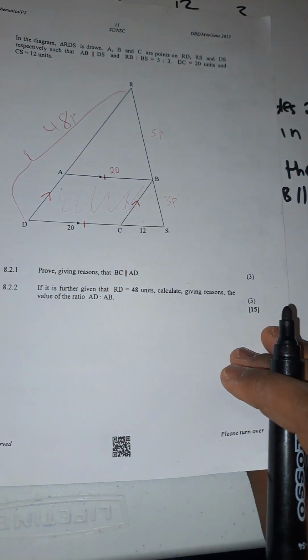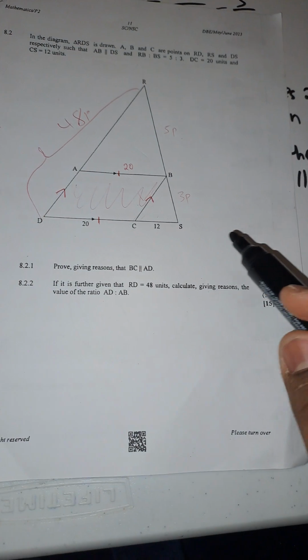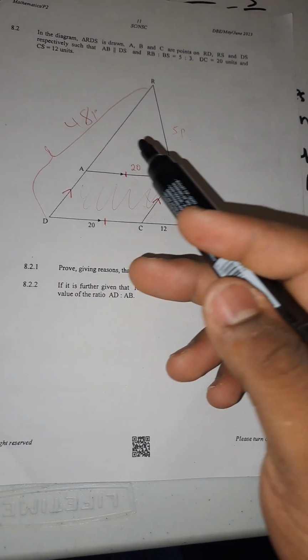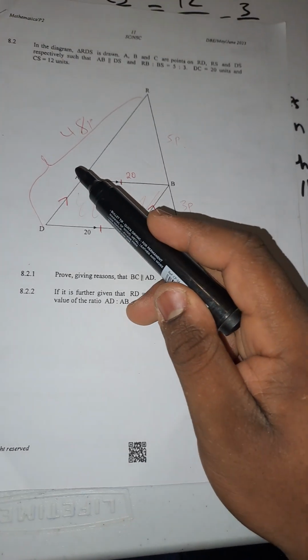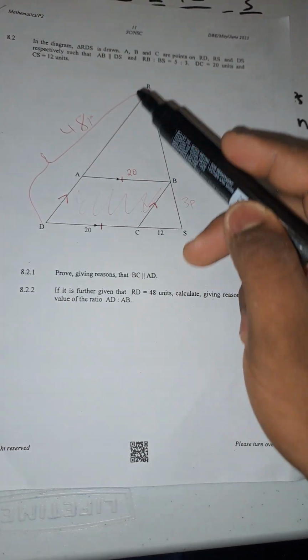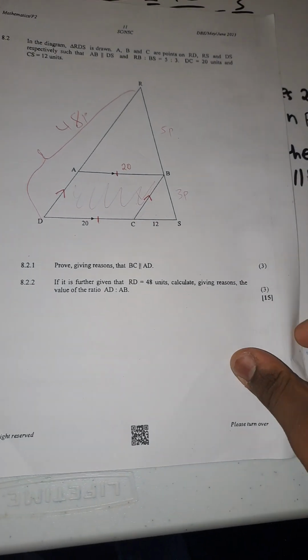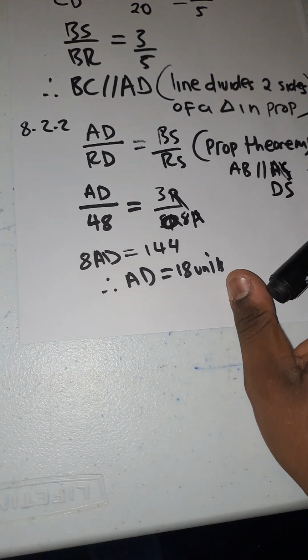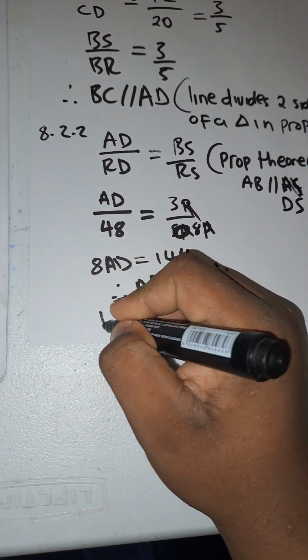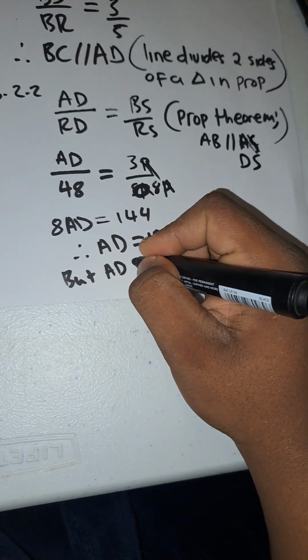Because check, guys, RD and RS are those ones that are in proportion. I need to have AD and RD, BS and RS. Because I said AD, RD, BS, RS. You see, they are in proportion. So that's what I had. But I'm not done, guys. But I know that my AD is equal to what?